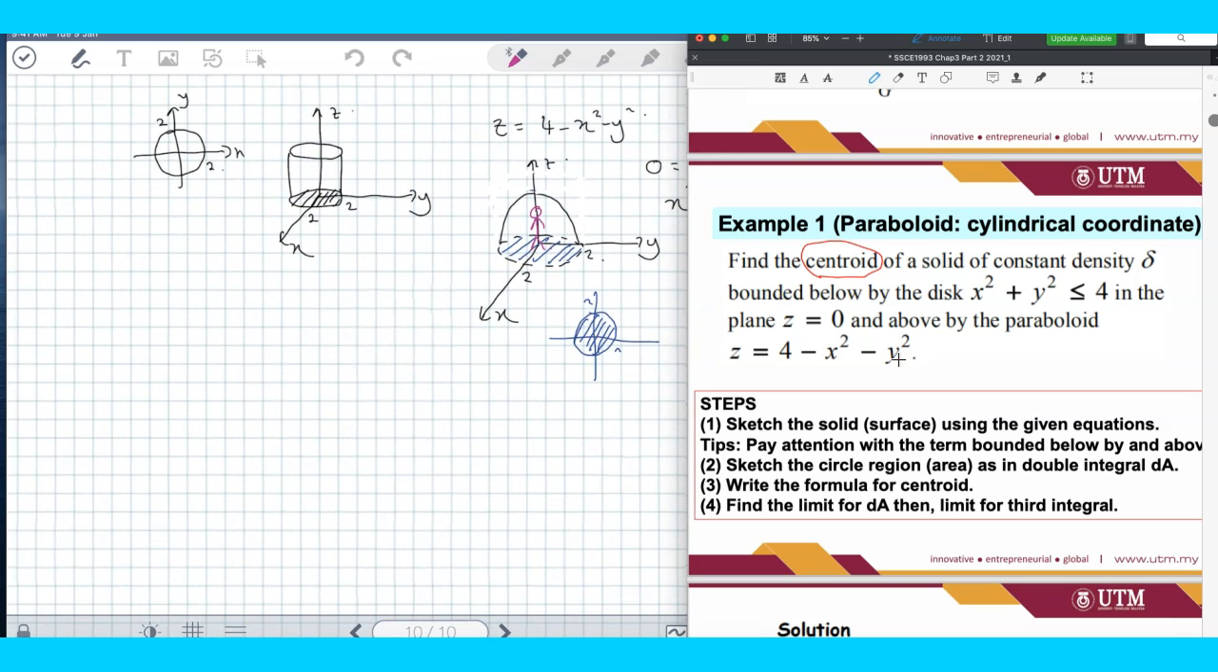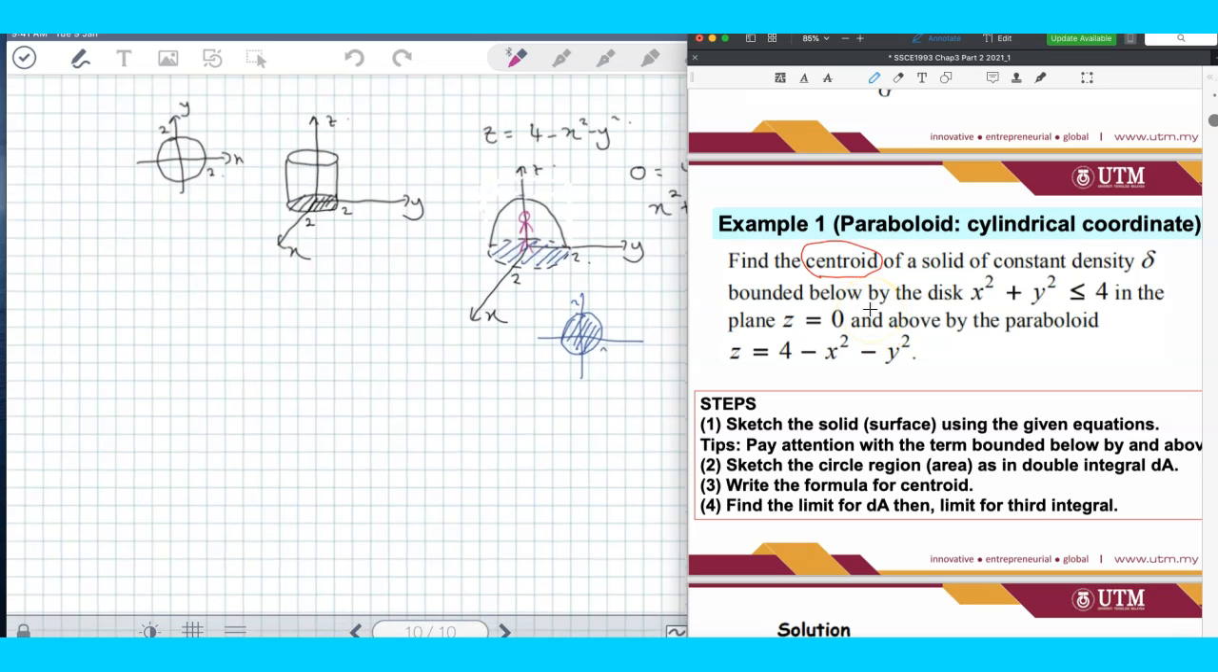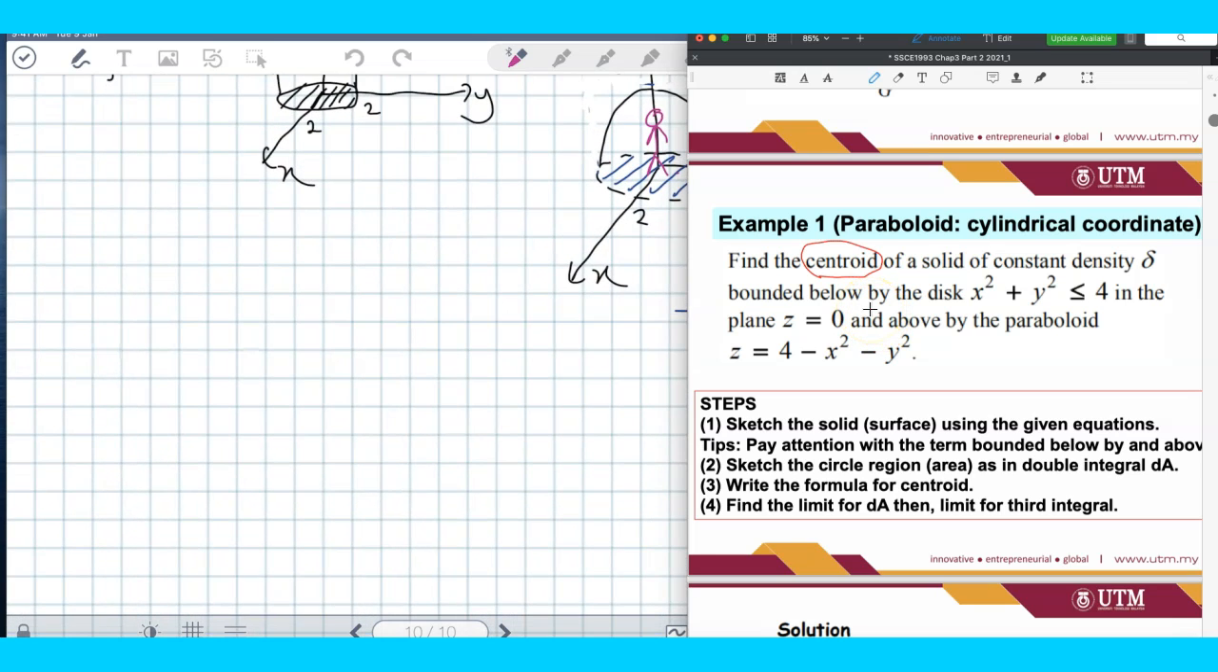Okay, so now we already have the solid. Then we go back to the formula. You are looking for the centroid. Why do we have a centroid? Because our density function is constant. They don't give the constant value, so I just use the density as delta. So what is the formula to get the centroid? You have to find x bar, y bar, z bar.